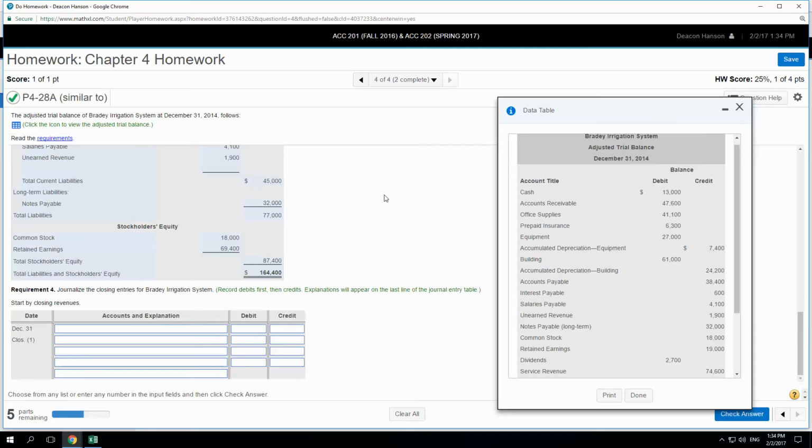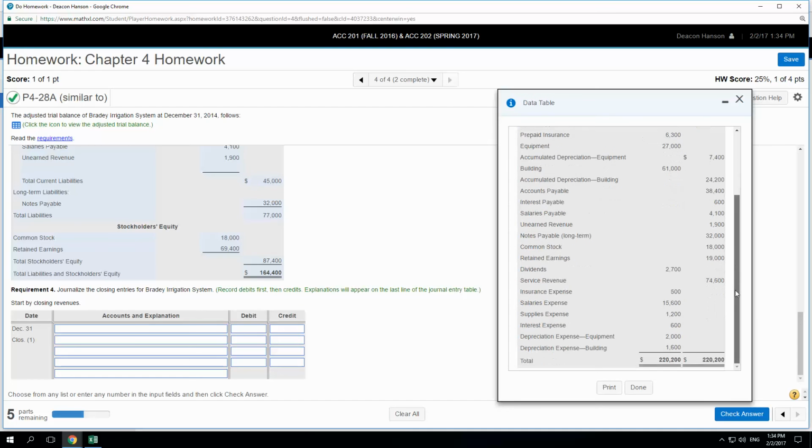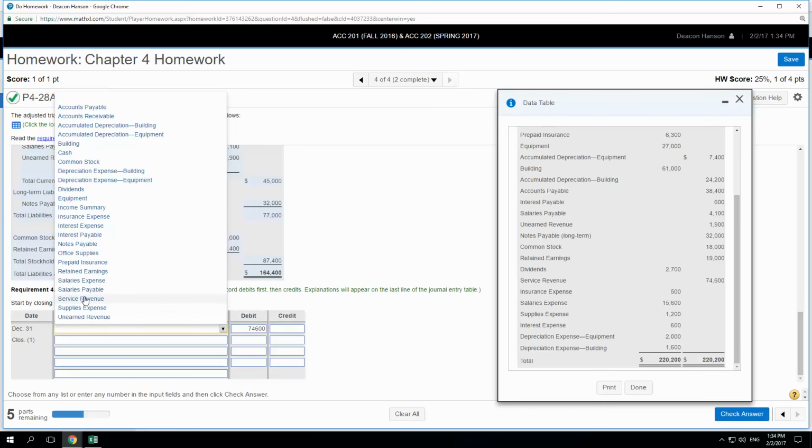Okay, we went over this the other day. Remember we did the closing entries? So the first thing they want me to do is close revenue. Remember, if you looked at your trial balance here, revenue has a credit balance sitting here on the right, 74,600. So to close revenue, I have to debit the revenue account. So I'm going to debit service revenue.